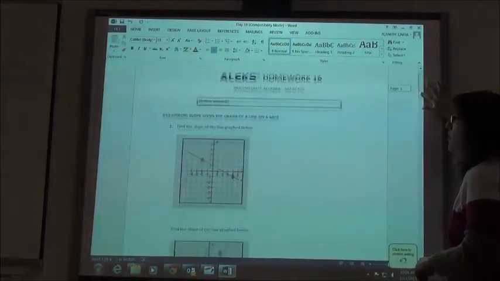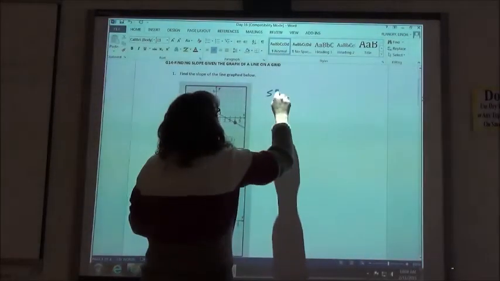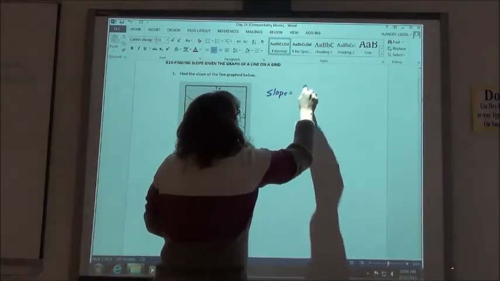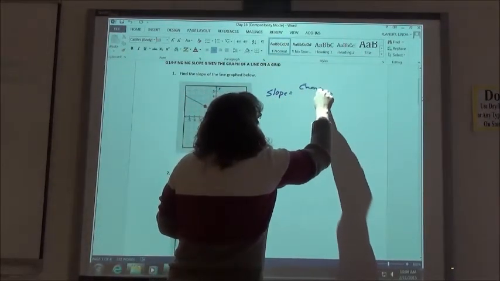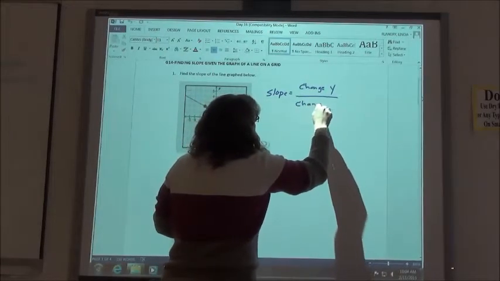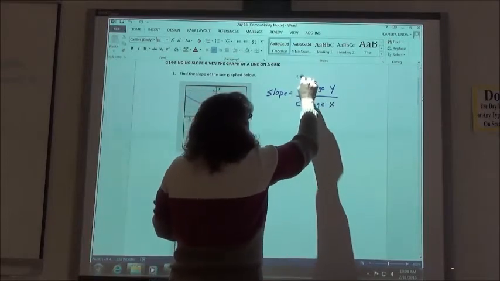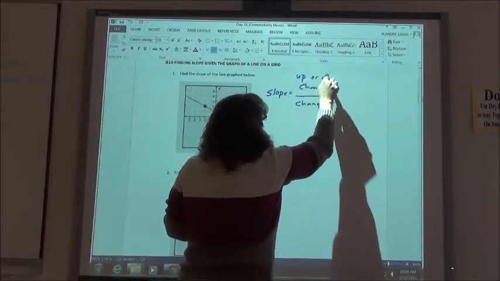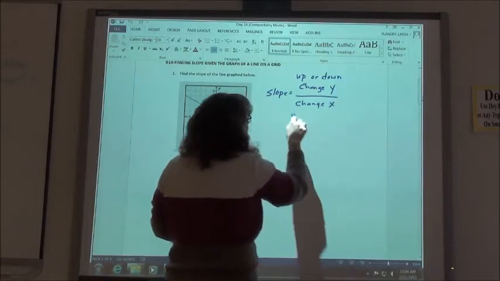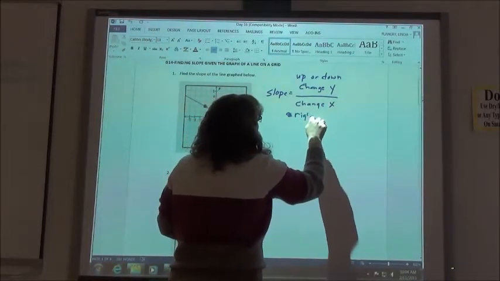I'm going to move this up here. So what slope is, it's the change in the y value over the change in the x value. Well, your y-axis goes up and down, and your x-axis goes, I'm going to write that x, right or left.